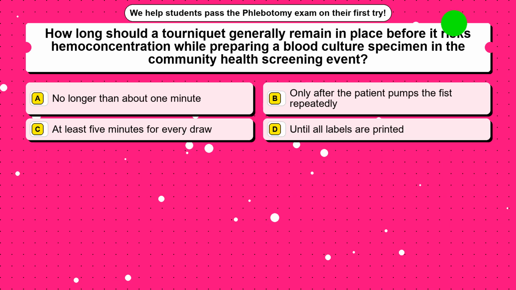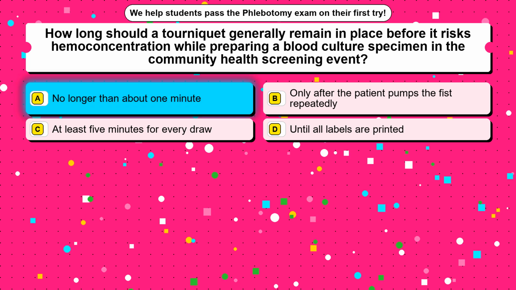Question 9. How long should a tourniquet generally remain in place before it risks hemoconcentration while preparing a blood culture specimen in the community health screening event? Option A. No longer than about 1 minute. Option B. Only after the patient pumps the fist repeatedly. Option C. At least 5 minutes for every draw. Option D. Until all labels are printed.